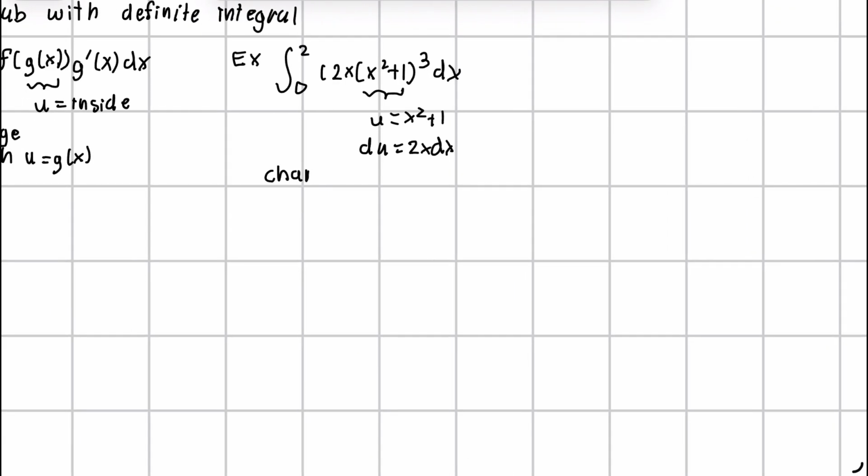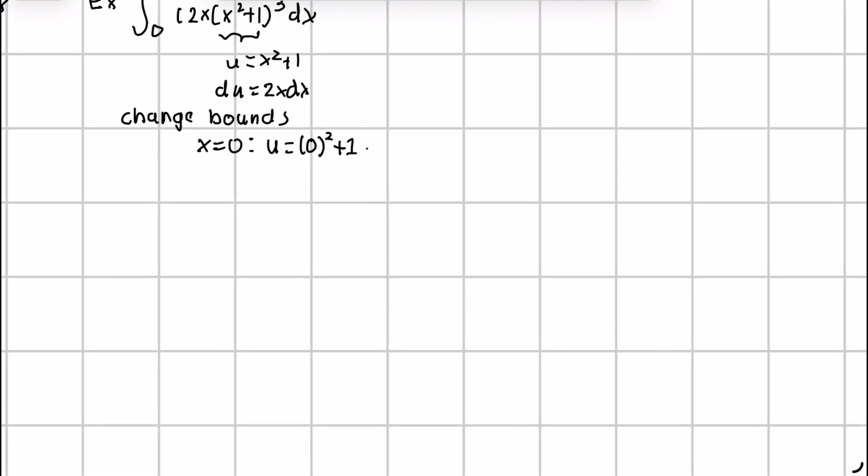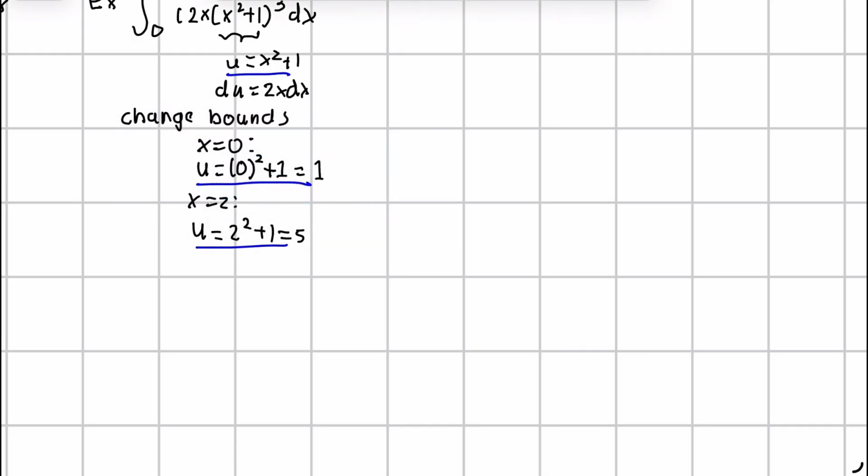If we change the bounds, we get that when x is equal to 0, u is equal to 0 squared plus 1, and this will equal 1. And then when x is equal to 2, we get u is equal to 2 squared plus 1, which is equal to 5. We're basically using the equation for u we have right here. We're getting this in terms of u. So that means you have to take the equation for u and substitute in x, so we can get rid of those values for x.